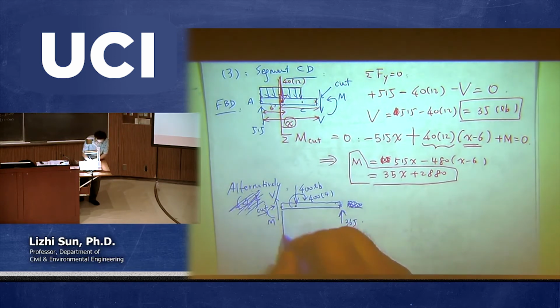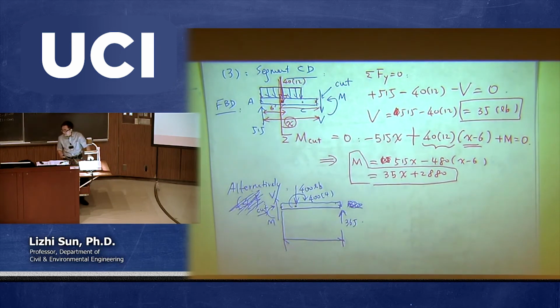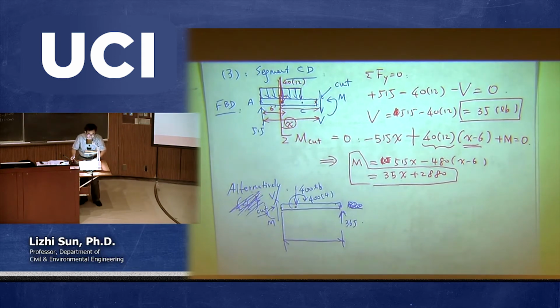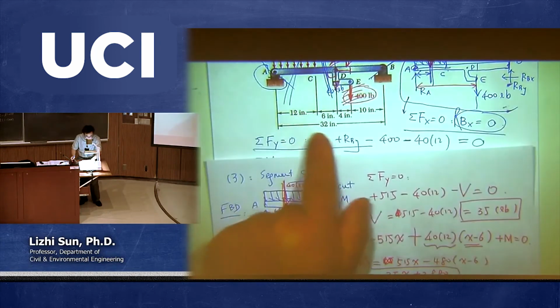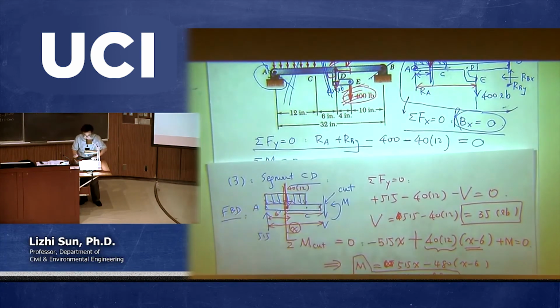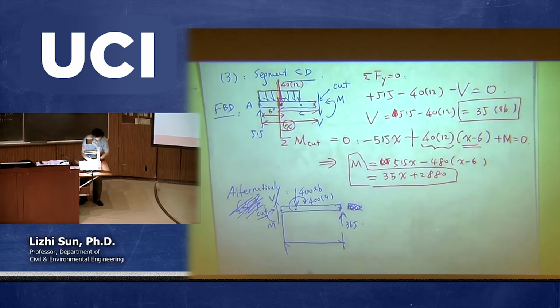However, from this cutting point to the right, you need to make sure you get this identified correctly, because by definition X is always from the cutting point to the left end. That's called X. But now we talk about the right end. So now we need to go back to look at the whole span from A to B. The whole span A to B is 32. So then this one should be 32 minus X.